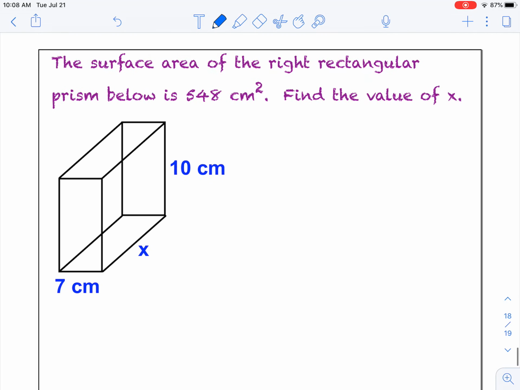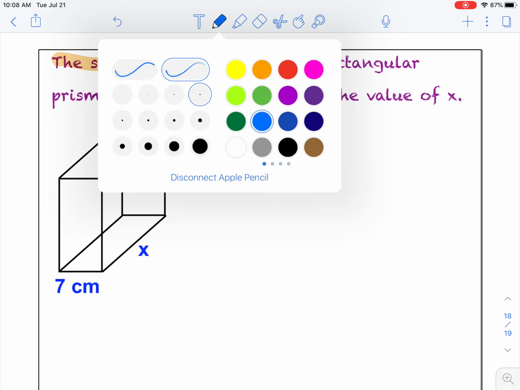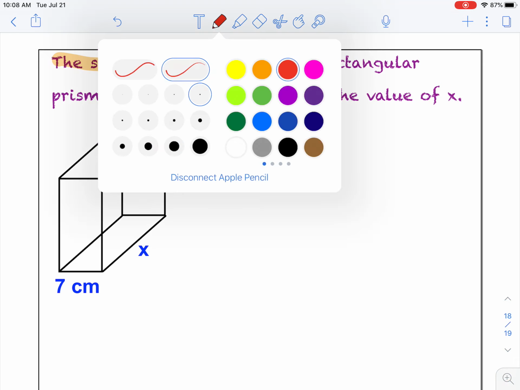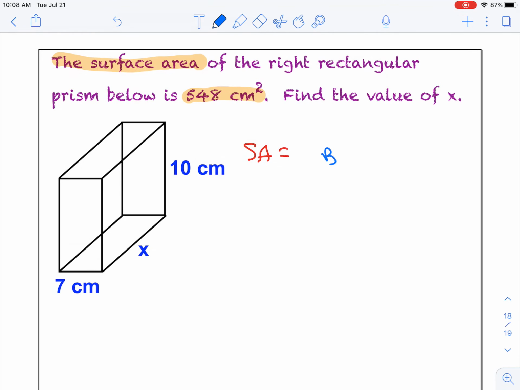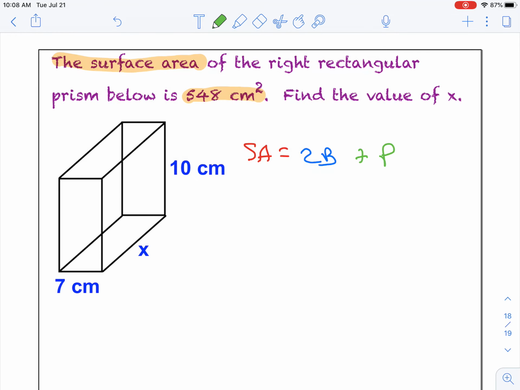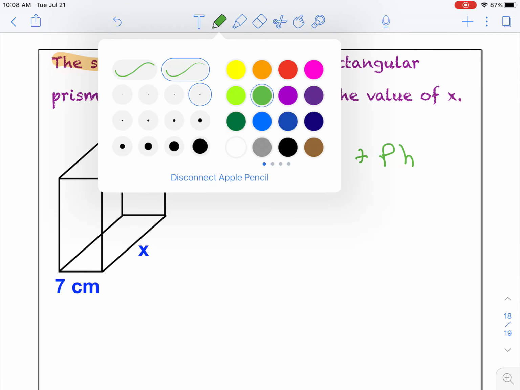and work backwards on one, because these get a little more tricky and challenging. It says the surface area of a right rectangular prism below is 548 centimeters squared. So we already know the surface area. So again, I'm going to write my formula here. Surface area is equal to the area of the base times 2 plus the perimeter of the base times the height. Okay, so now fill in all the things you know.